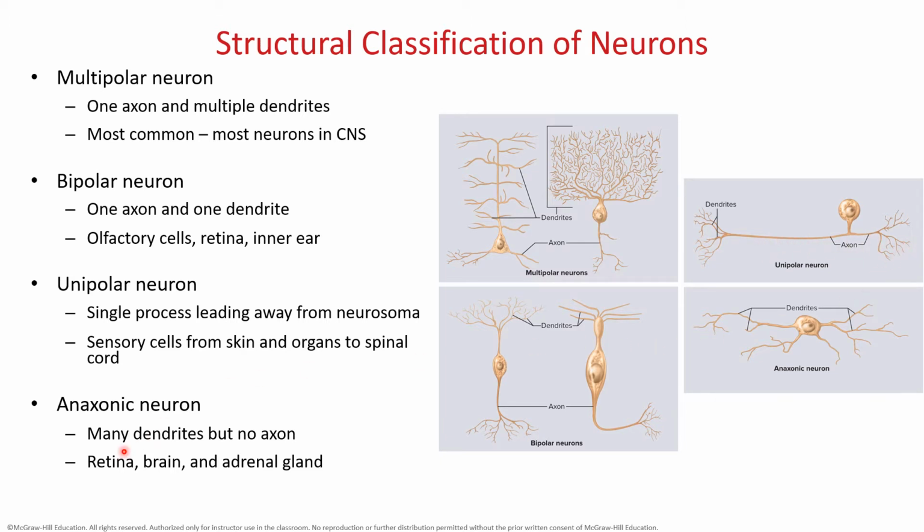An anaxonic neuron has many dendrites but no axon. So right here. These are found in the retina, the brain, and the adrenal glands.